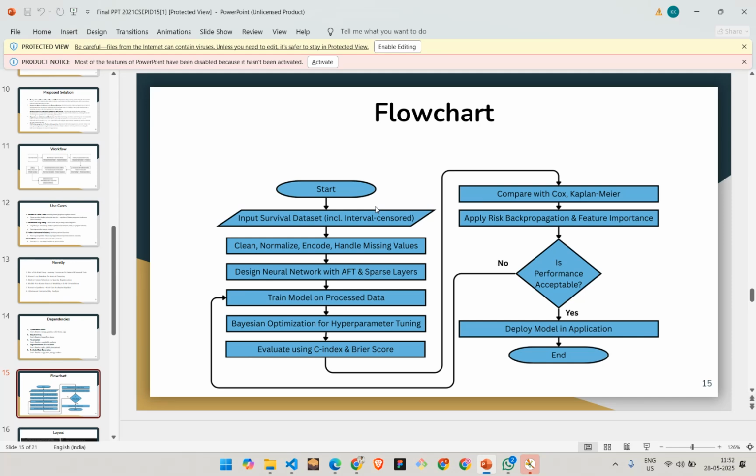After that, we are comparing it with the traditional models, as I've said earlier, and then we are trying to propagate the risks. After that, if the performance of our model is accepted, then the model will be deployed, and if not, then it will again train the data, get all the data set and all the things until everything is satisfied. It will go on.